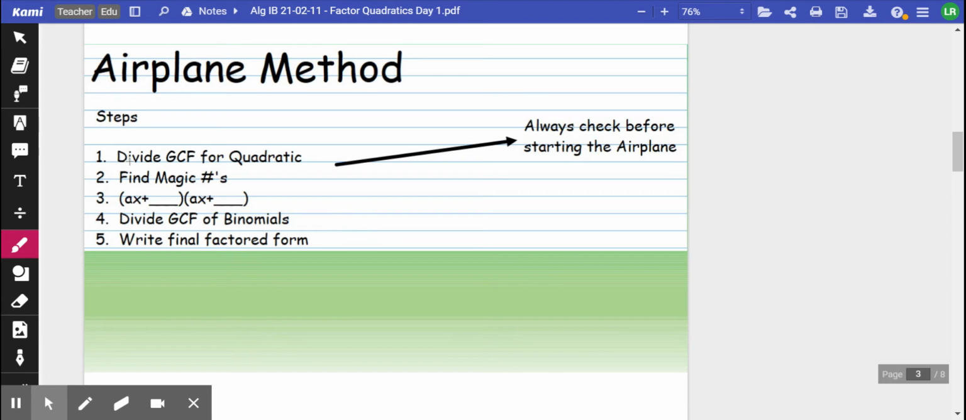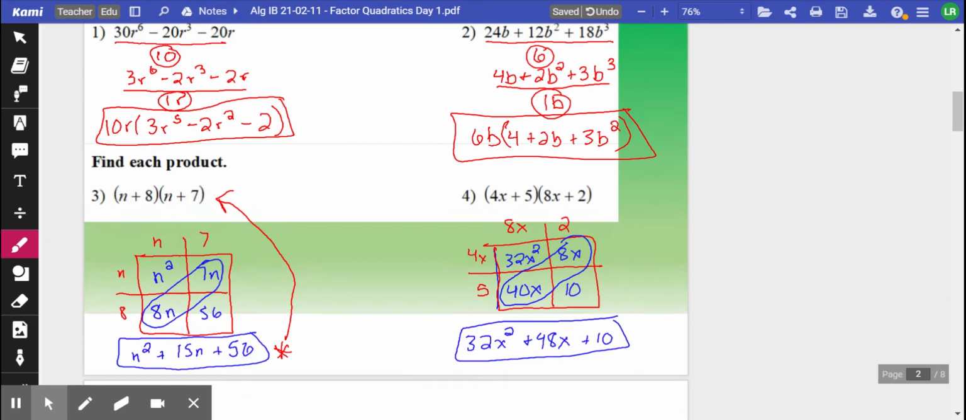So the first step is we're going to divide the greatest common factor from the quadratic. Okay, now this is something you always check. If you're going to fly in a plane, you hope and pray that somebody is checking everything before the plane starts. Okay, so what am I talking about when I talk about dividing out the greatest common factor?